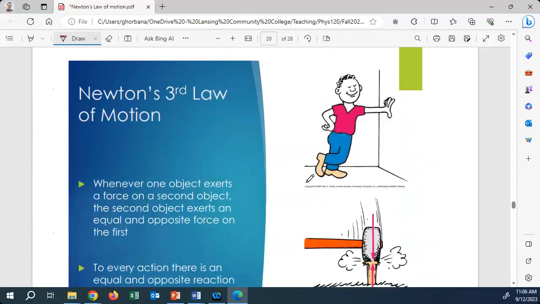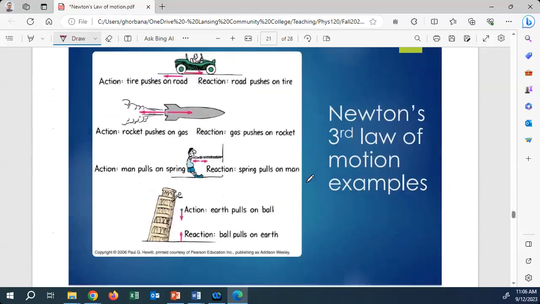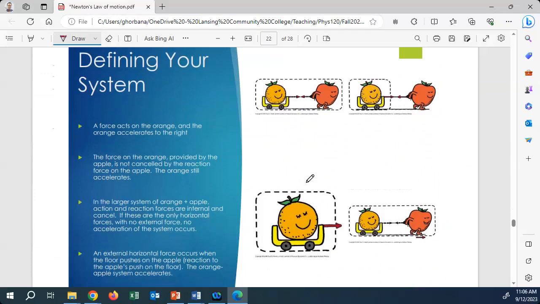Example, so we just talked about Newton's third law, defining your system. Defining the system is really important in physics, in how you are analyzing the motion of one particle or a system of particles.